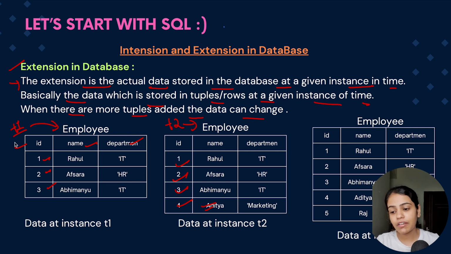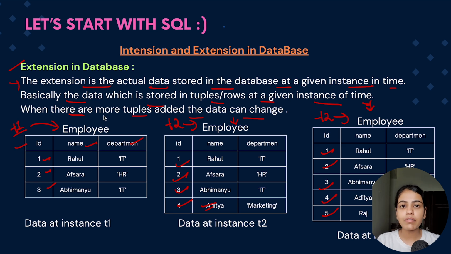So at time t1 when I was seeing, there were only 3 people. Consider after 5 days if I am seeing, I can see that there are 4 people now in that particular employee table. Consider that after 10 days if I am seeing the table, I can see that there are 5 entries in the table. So Raj is also newly added. So the data which is present in the database at a particular instance of time is called extension in database.